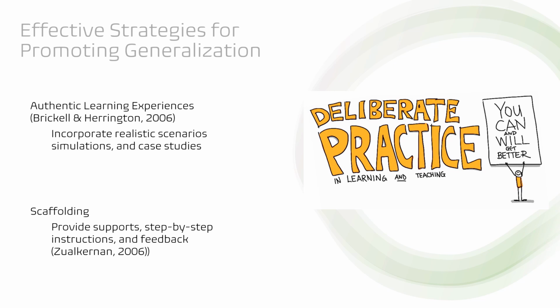Zalkarnin in 2006 also said that scaffolding is another effective strategy to promote generalization. So scaffolding learning is another effective strategy by providing support structures and guidance, which helps learners to bridge the gap between e-learning and real-world contexts. And this involves offering step-by-step instructions, interactive feedback, and opportunities for practice and reflection.